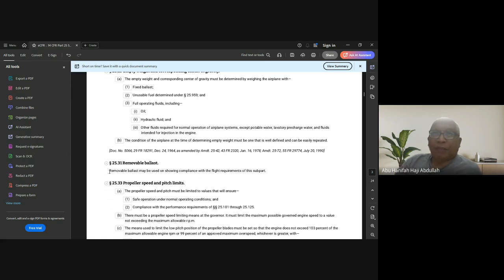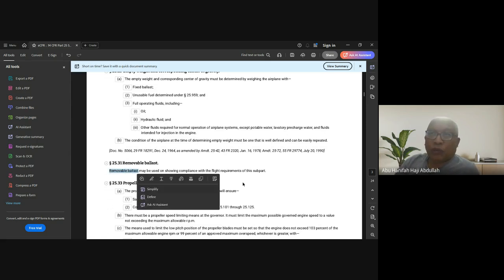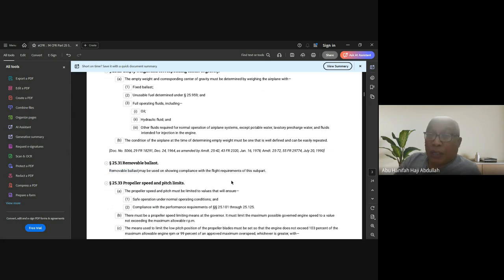But fixed ballast should be permanently fixed. It should be secured to where you need to put the ballast. Why is the location important? Because the mass of the ballast times the location will be the moment. That moment will counter whatever moment you have, for you to be able to maneuver the aircraft.